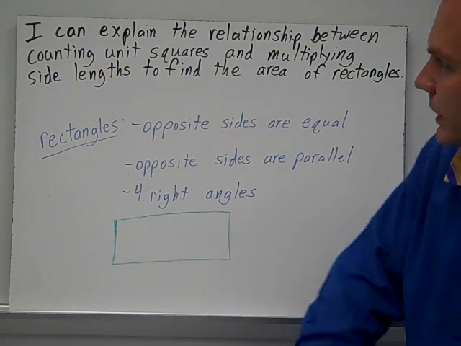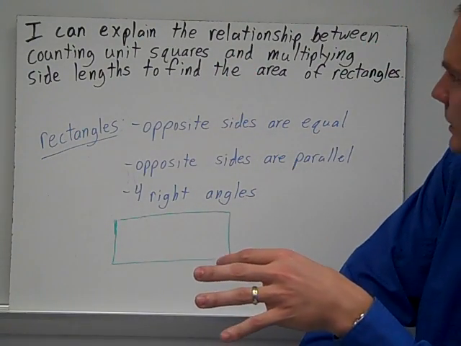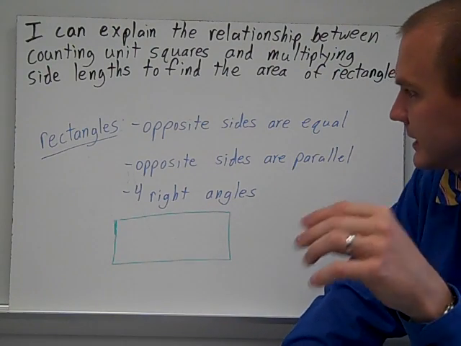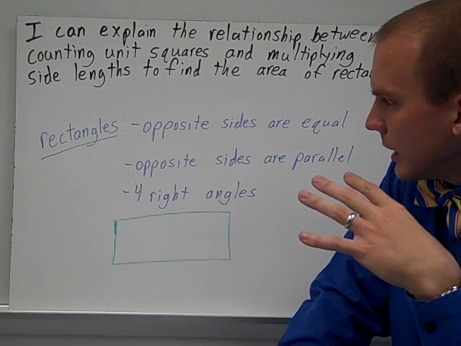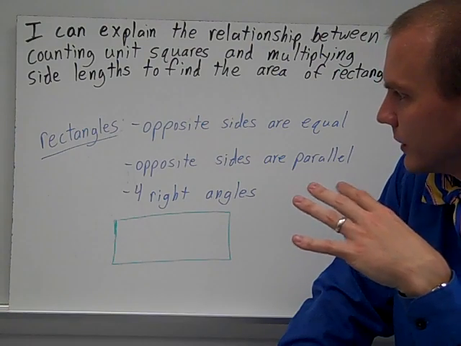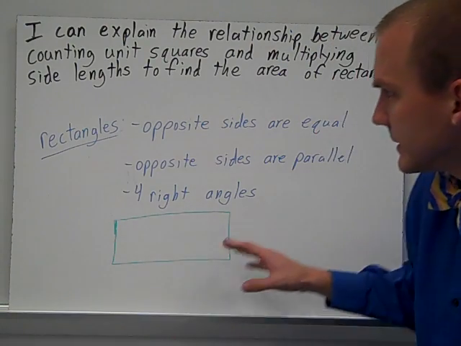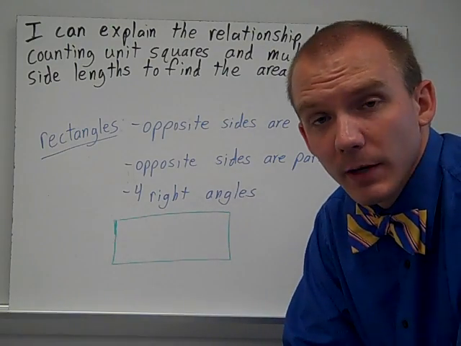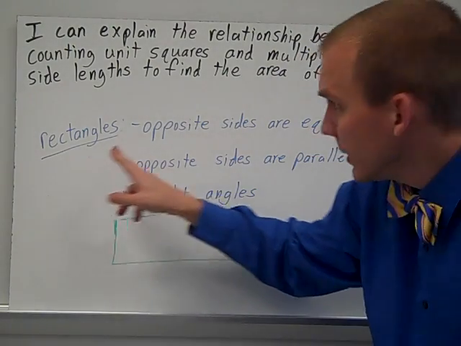I can explain the relationship between counting unit squares and multiplying side lengths to find the area of a rectangle. So if you go back to the video before this in the YouTube playlist, it talks about counting unit squares to find areas of any shape. We're going to focus in on rectangles here.